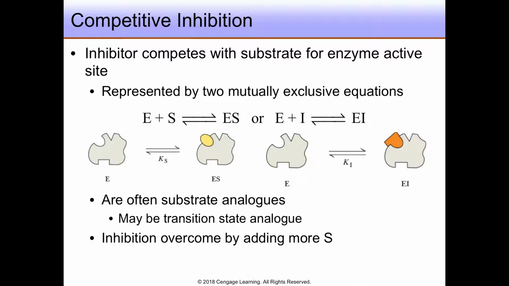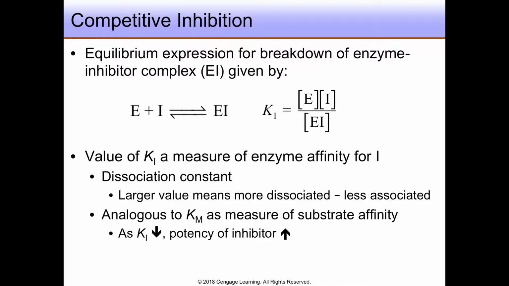The enzyme can bind either the substrate, pictured on the left, or the inhibitor, pictured on the right, but cannot bind both simultaneously since they bind to the same site. If this is a true competition, then the inhibition can be overcome by increasing the amount of substrate present. We can illustrate the reversible binding of an inhibitor by the expression illustrated here.